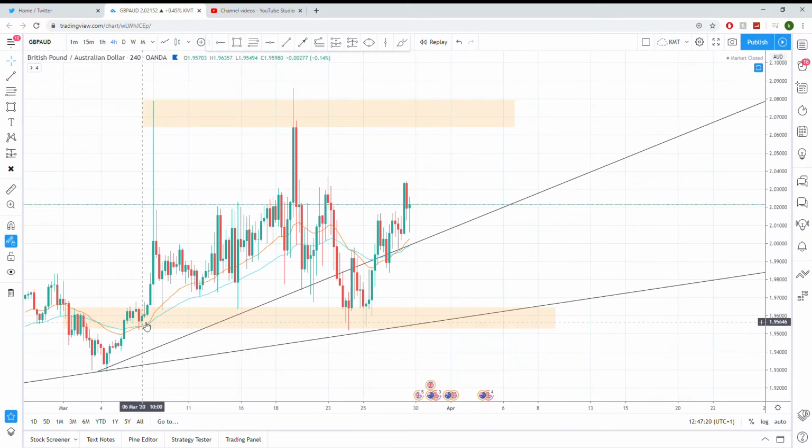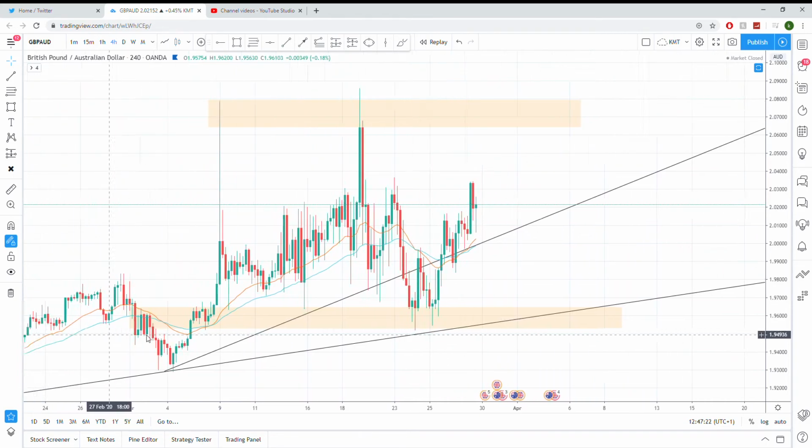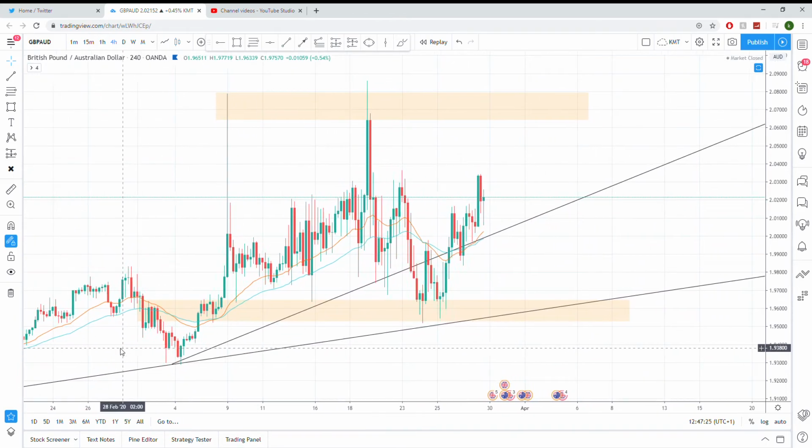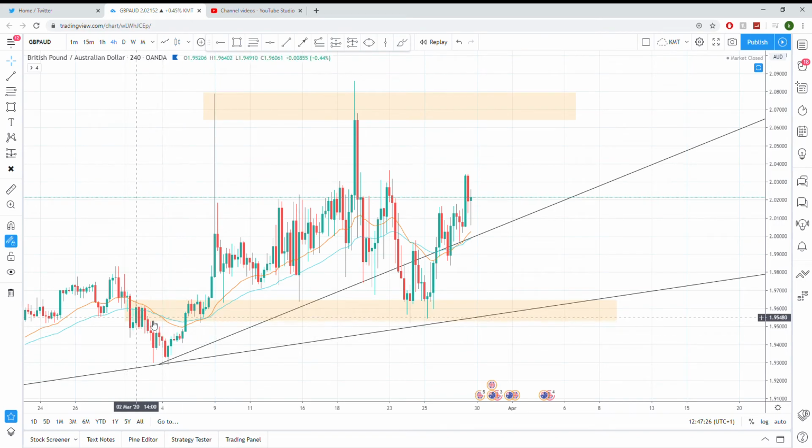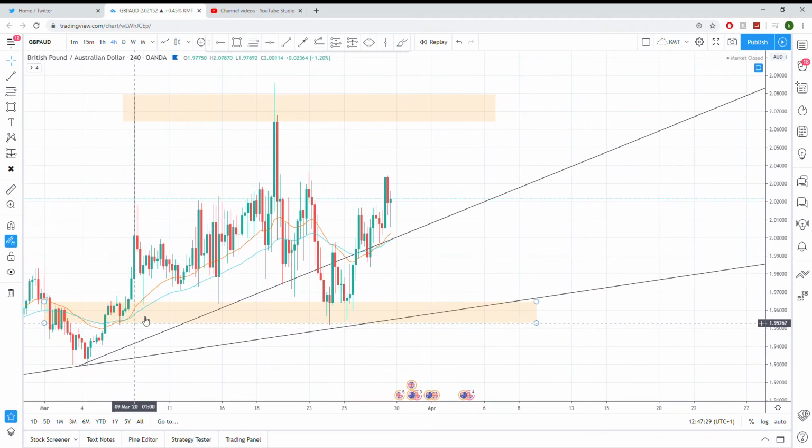So here, rejection 1, rejection 2, rejection 3, and we can stem this all the way back, but I normally take 2 rejections, and that's valid for me for a zone, and it applies forward, as you can see here, in the future.